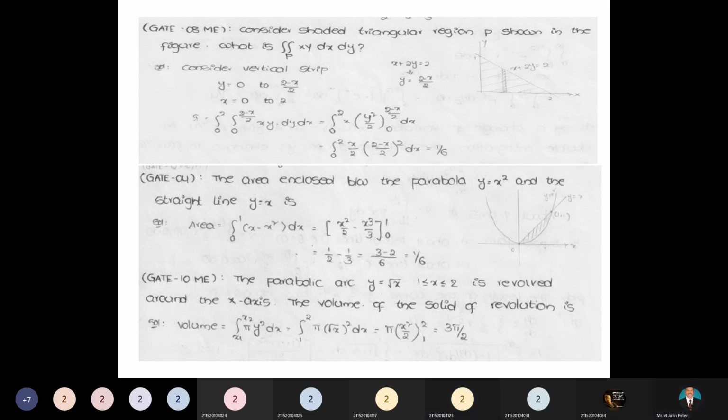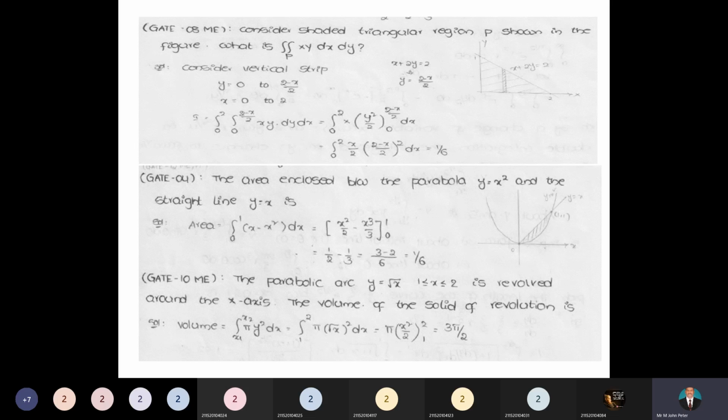Okay. So the triangular region x plus 2y equal to 2. That straight line x plus 2y equal to 2, in intercept form we can write x by 2 plus y by 1 equal to 1. So that is the intercept form, x by a plus y by b equal to 1.